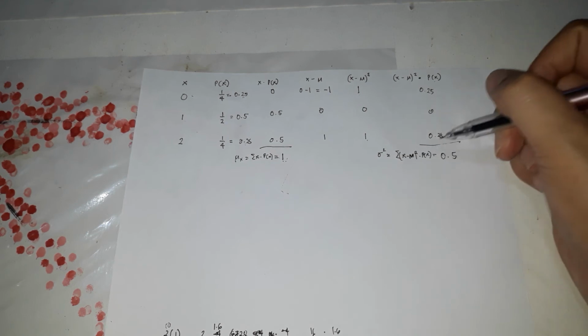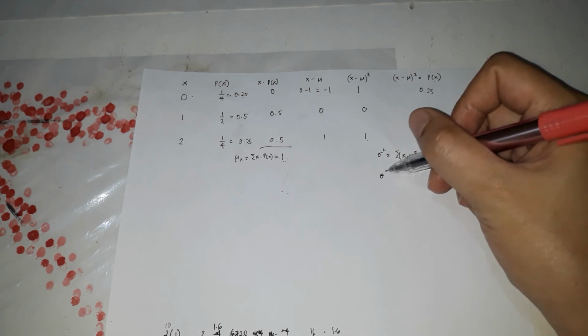Next, x minus mean squared times the probability. So 0.25 times 1, 0.25. Next, 0.5 times 0, 0. 0.25 times 1, that's 0.25. Add them, that's 0.5. That is the variance. That's the summation of x minus mean squared times p of x, which is equal to 0.5. So that is the variance, 0.5.